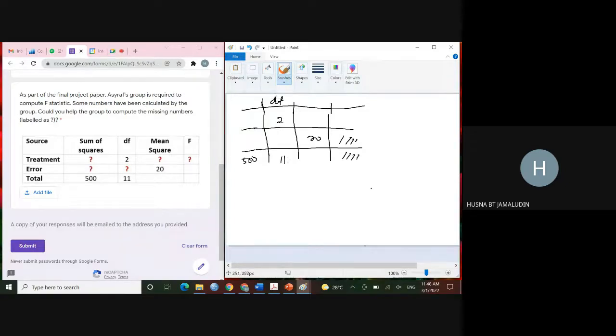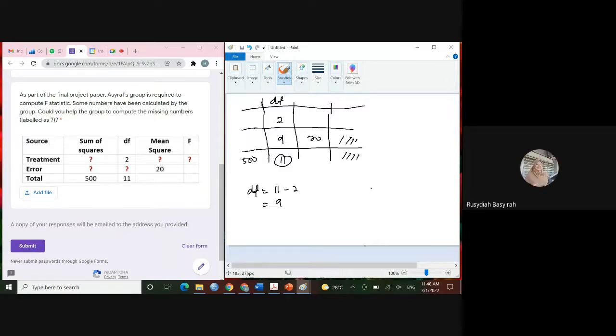The total is 11. You have 2. The missing part is? How to find it: 11 minus 2. So the degree of freedom is 11 minus 2. So you should get the value of 9. So you get 9 here. So the next step?